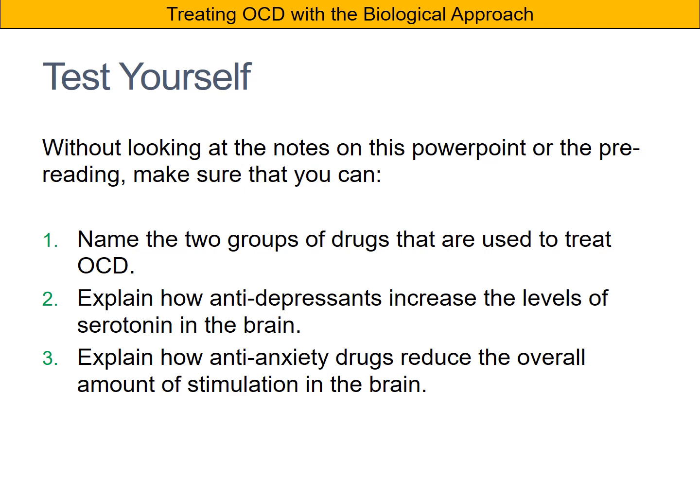So you can read about both anti-anxiety drugs and antidepressants in your pre-reading, and before you come into your lesson, make sure that you can name the two groups of drugs that are used to treat OCD, and also explain how antidepressants increase the levels of serotonin in the brain, and explain how anti-anxiety drugs reduce the overall amount of stimulation in the brain, thus producing less anxiety and less of the negative symptoms associated with OCD.